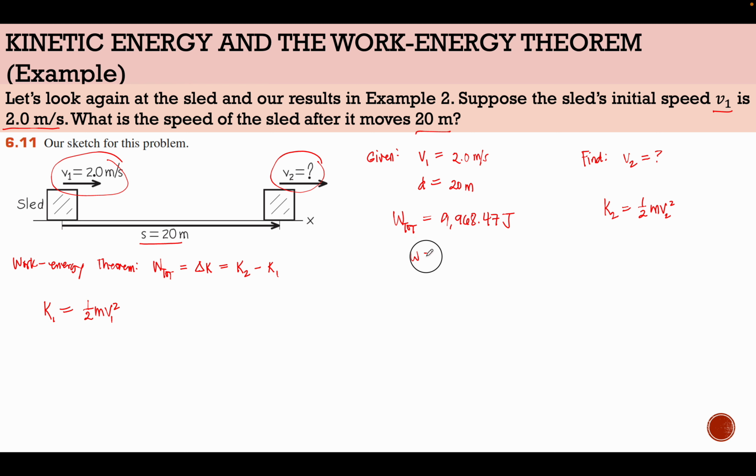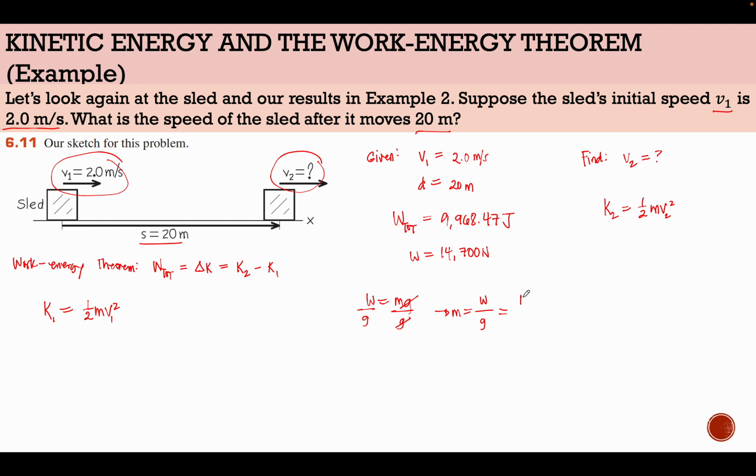So we have the weight, which is 14,700 newtons. To solve for the mass of the sled, take note that weight is equal to mass times gravity, or the acceleration due to gravity. So, to solve for the mass, we divide both sides by g so that it will be cancelled out. So, we have the mass is equal to the weight of the sled divided by the acceleration due to gravity.